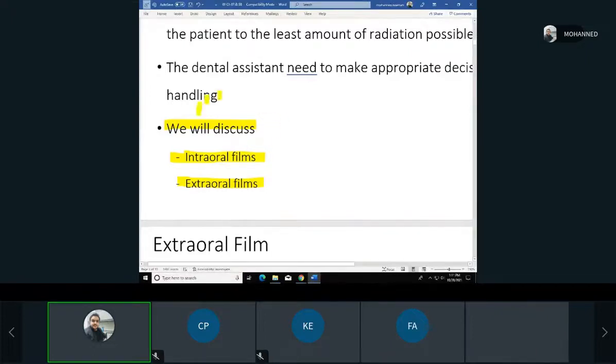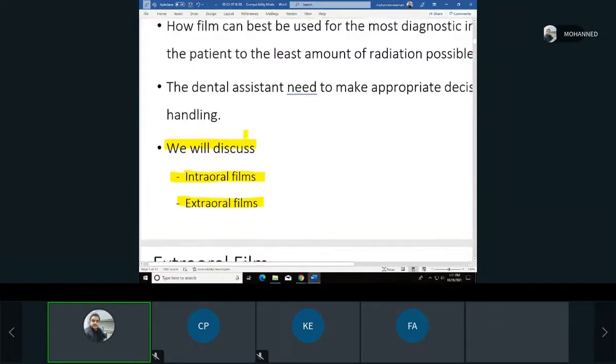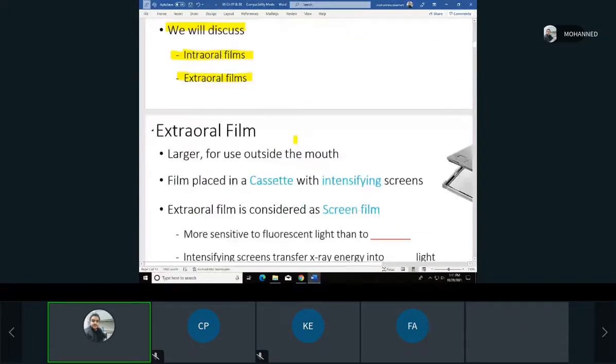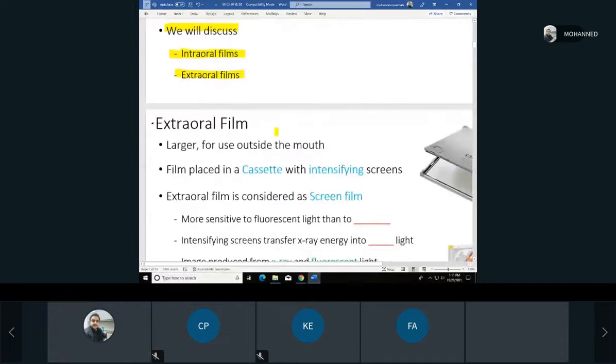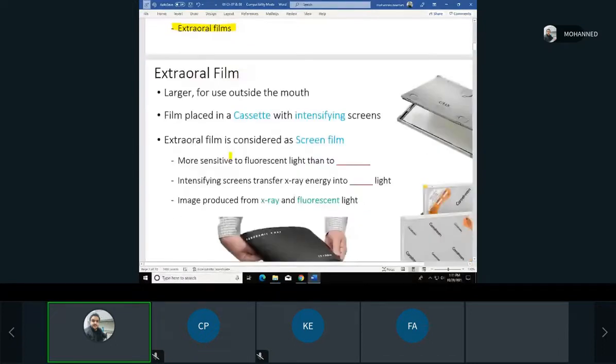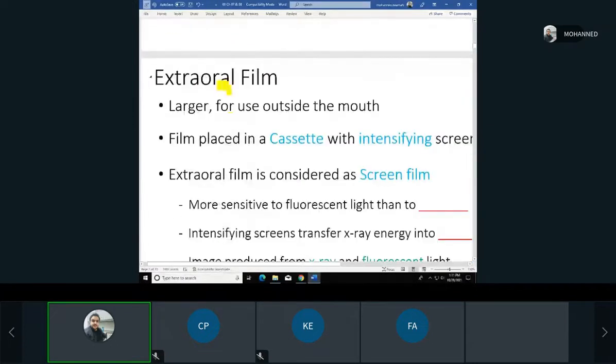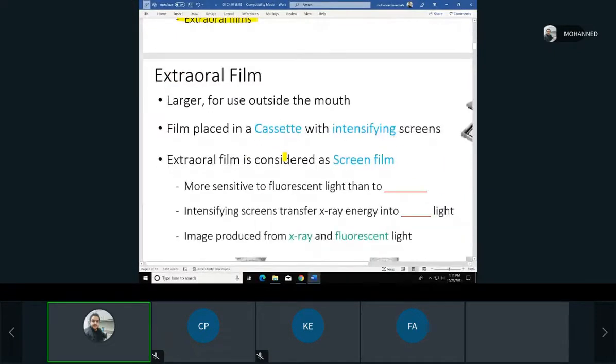And this is about, again, not the digital one, the regular film that you guys are not using. So we start with the extraoral film because it's a little bit easier to go through. It has less information, and then we're going to go into the intraoral film, and then we'll know how to process a film because it applies to both extraoral and intraoral. So we know definitely the extraoral film is larger, outside of the mouth.